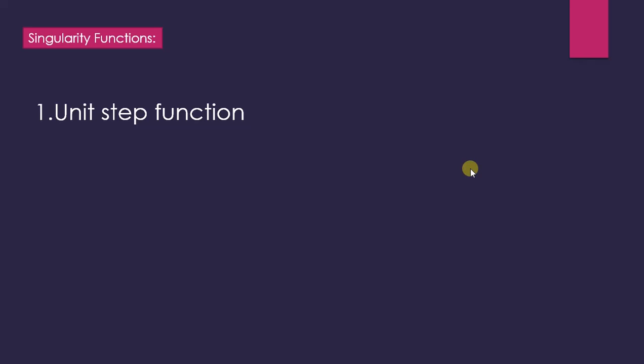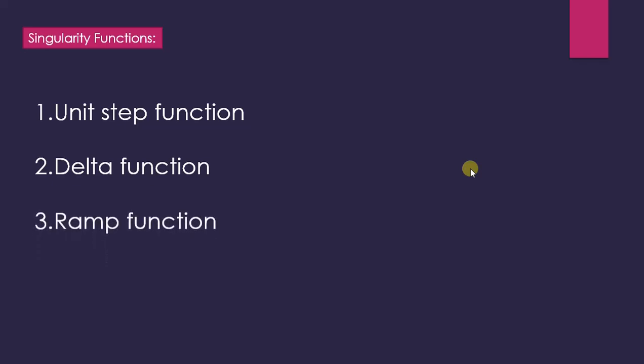Firstly, we should know the three important singularity functions. That is, the first one is the unit step, the second one is delta, and the third one is the ramp function. Let us look into each of these individually. We have done a much more detailed video earlier, but just for our understanding, let us see how we can represent the equations for the unit step function, delta function, and the ramp function.